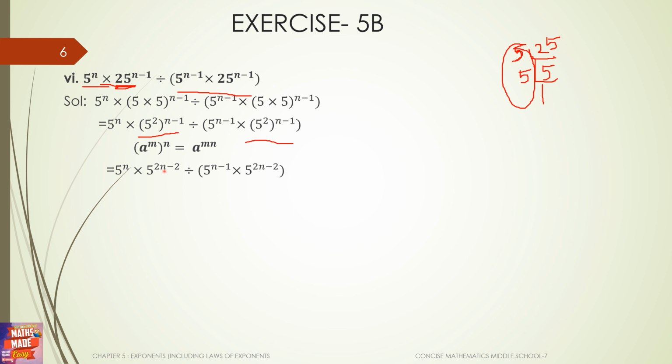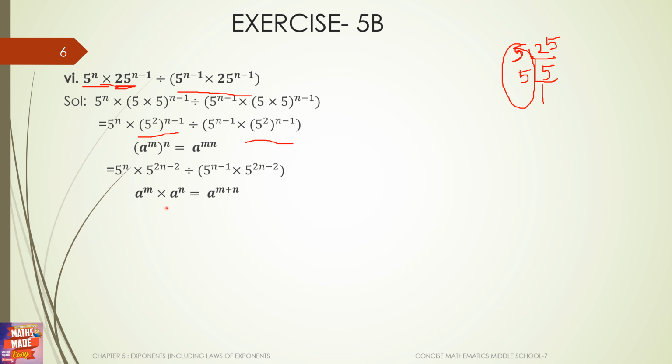2 into n is 2n minus 2 ones is 2. Similarly here 2 into n is 2n, plus into minus is minus, 2 into 1 is 2. Now it is in the form of a to the power of m into a to the power of n. See, from here we have changed it to the base 5. Both the bases are equal now. Now you are able to apply the formula.